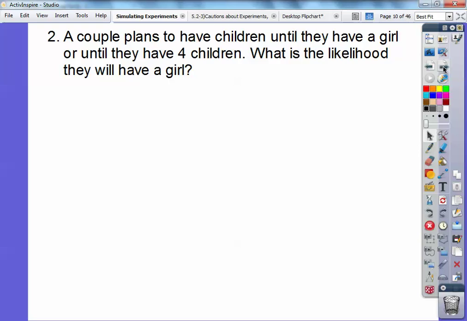Okay, so here's number 2. A couple plans to have children until they have a girl or until they have 4 children. So if they get a girl first, they stop. I don't know what their goal is on the girl, although that's cool, but never mind. So what's the likelihood they will have a girl?